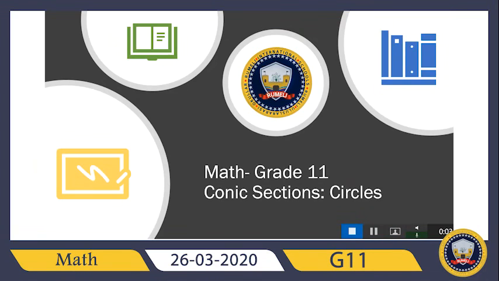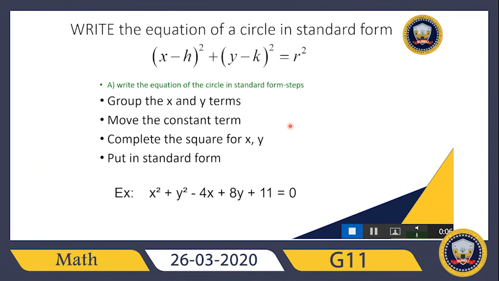Today we continue our talk about circles. As we said, for each circle we have the standard form of its equation, which is x minus h, the x of the center, squared, plus y minus k, which is the y of the center, squared, equals the radius squared. But sometimes we have a question.